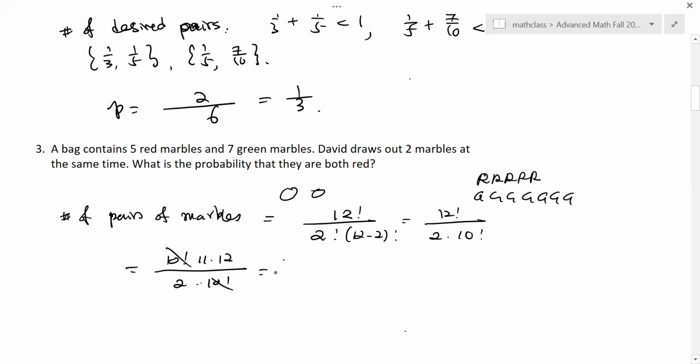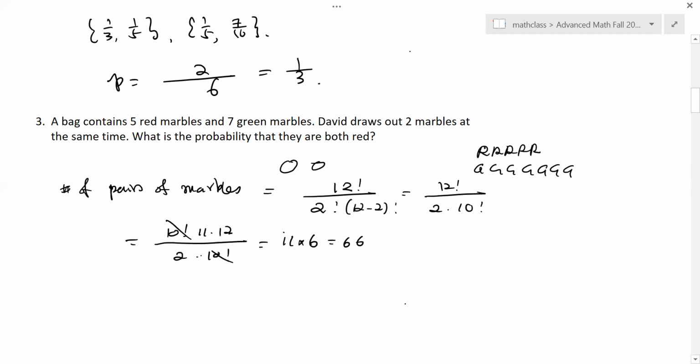And that will be 11 times 6, so 66. Right, that's the numerator. That's the denominator. Now you want to get red marbles only, the pair of red marbles, then you only select marbles from the group of red marbles. And there are 5 red marbles there, right? So 5 factorial over 2 factorial times (5 minus 2) factorial.